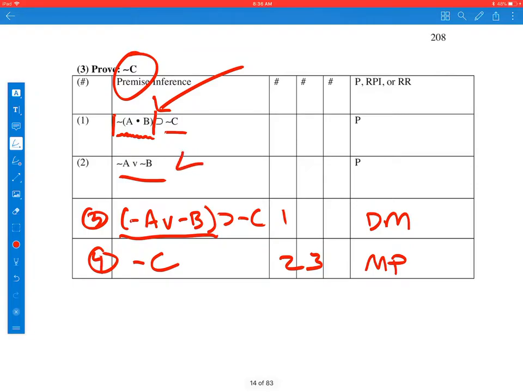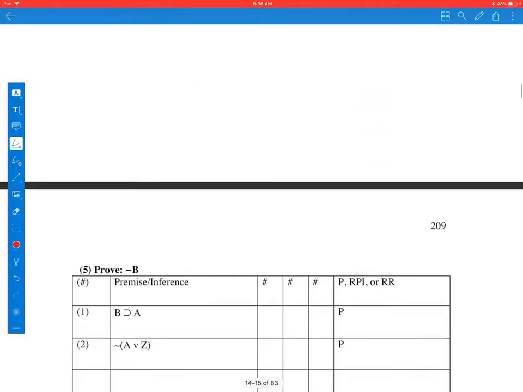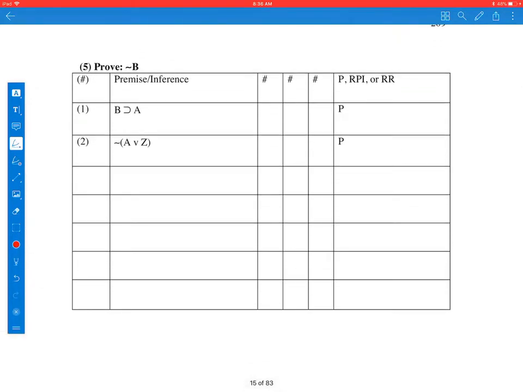Also, instead of messing with the antecedent on 1, we could have simply applied De Morgan's to 2 and got not A and B. And then we could have applied that result to line 1. So there are many ways to do this very simple problem. Let's move to another.